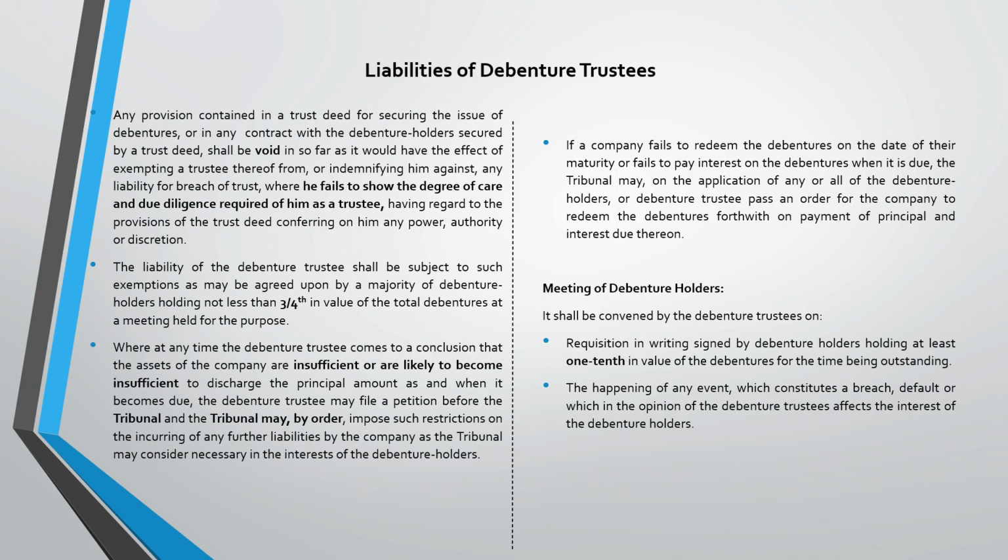If they file a petition before the tribunal, the tribunal may pass an order which is in favor of the debenture holders. After hearing both the parties, it may impose an order. It may order the company to pay the debenture interest and principal amount immediately, or it may impose some restrictions on the incurring of any further liabilities by the company. The tribunal may order what it feels necessary in favor of the debenture holders. To such extent, the debenture trustees are liable.